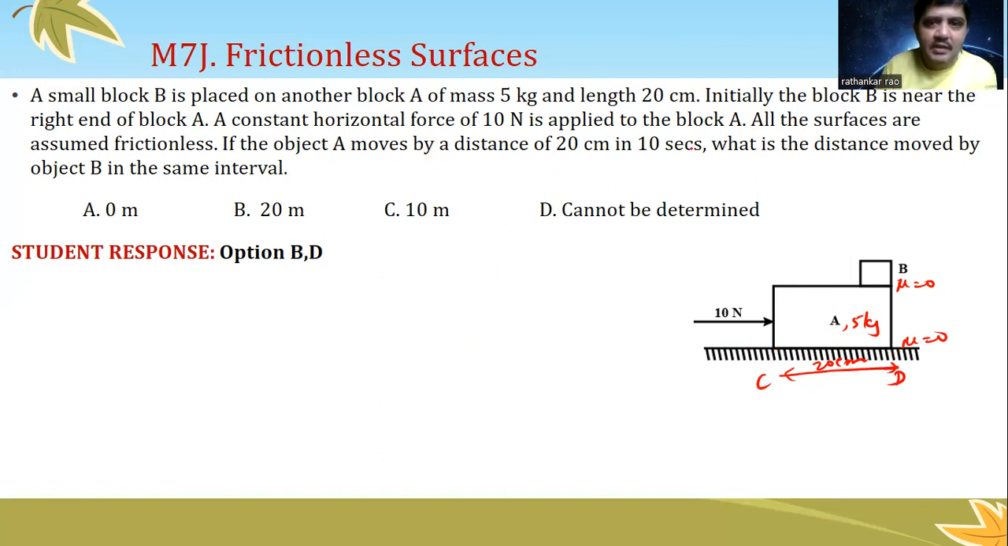What is the distance moved by the object B in the same interval? The object B is standing on top of it. Most of the students, what they assume is something like this. You have a book, for example, and they keep an object on top of it. Now when I move this, the object should also move together. So they write the answer equal to the same distance.